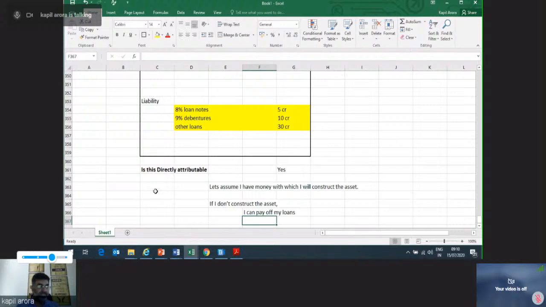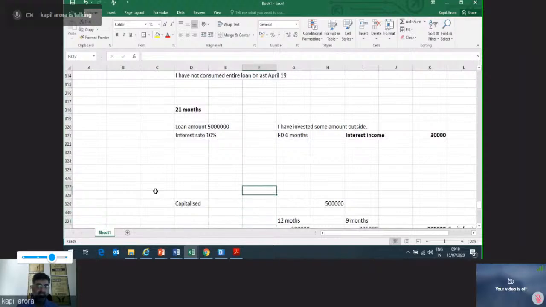So before I move further, there are a couple of people having the question about the temporary investment. So let's assume I have invested some portion. I have not consumed the full loan in the beginning. I have consumed only some portion. So the rest of the portion I have invested somewhere, and that investment has given me 30,000 income. For example, you have got the loan to build a house. You got the loan, you have kept that amount in your savings bank. Now that savings account will keep giving you the interest income also.